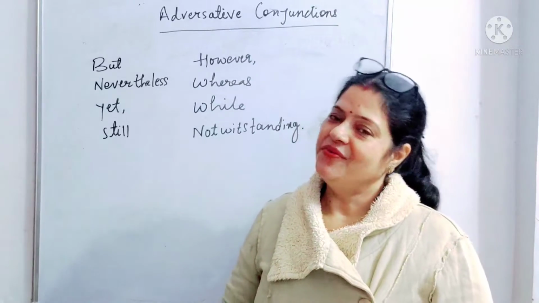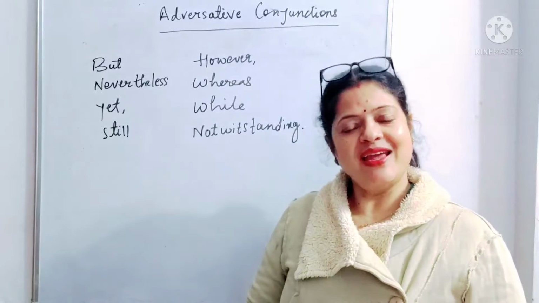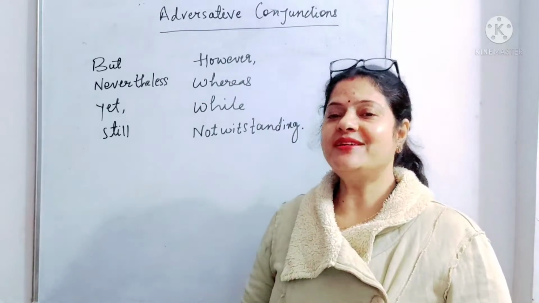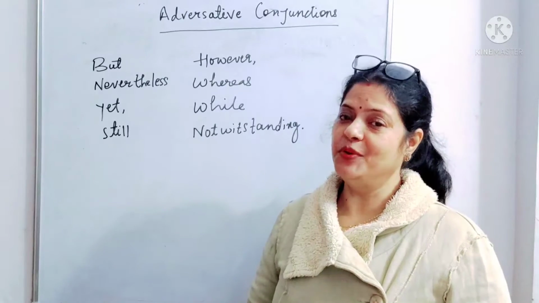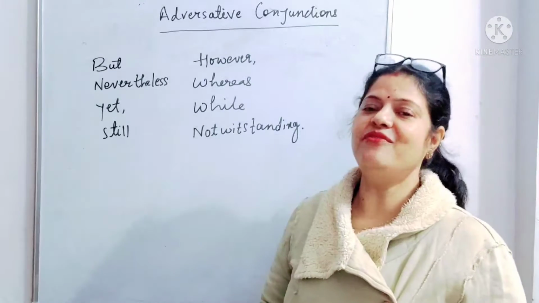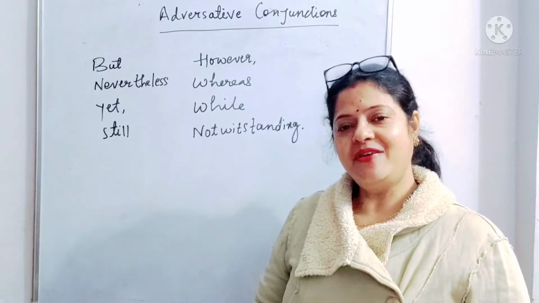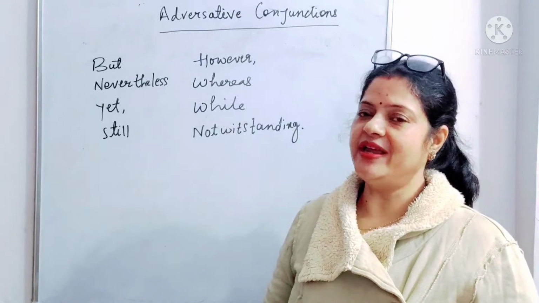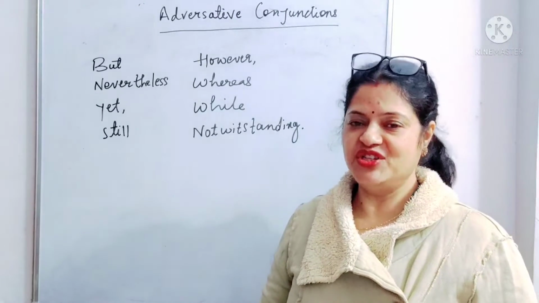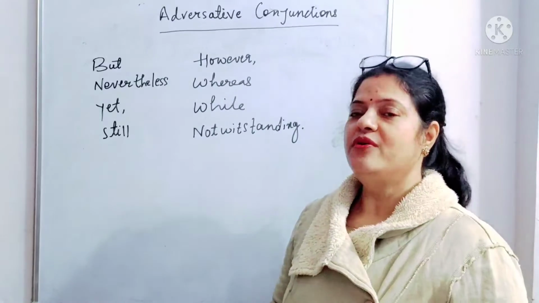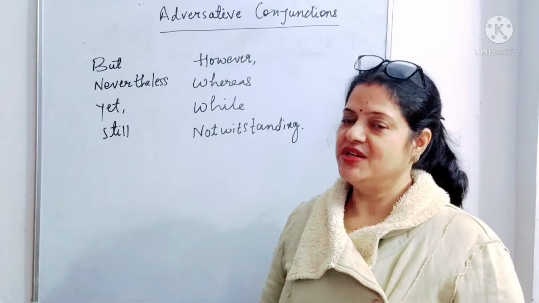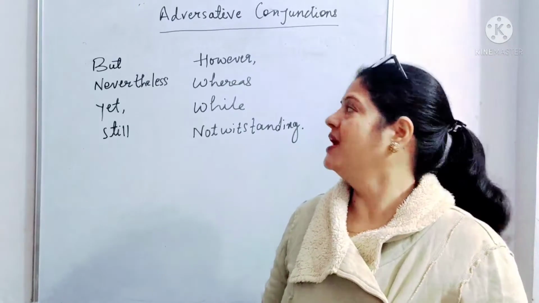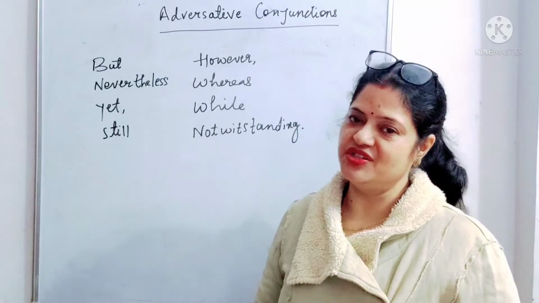So dear students, we are doing synthesis, and in synthesis we are learning compound sentences. My compound sentence part 1 video has been uploaded, and this is going to be my second video on compound sentences. In the first video we discussed how we can add coordinating conjunctions, cumulative conjunctions, and in this video we will see how we can add two or more simple sentences to make one compound sentence by the use of adversative conjunctions.